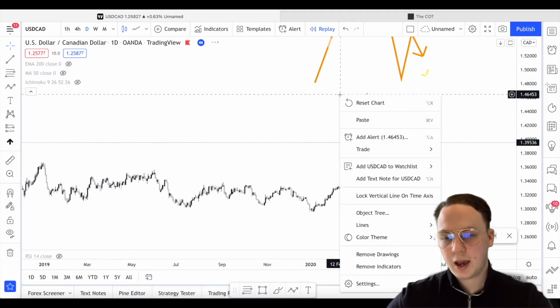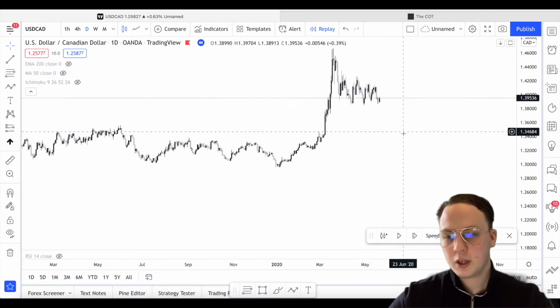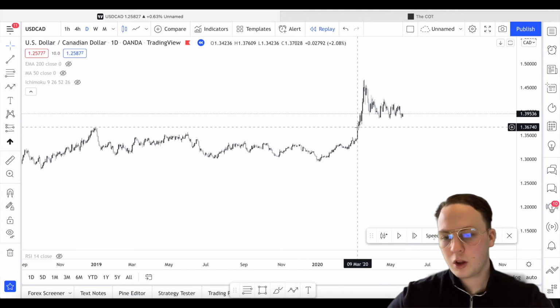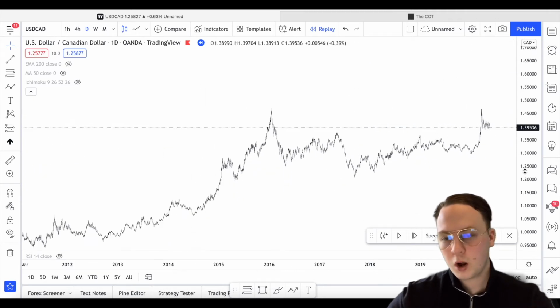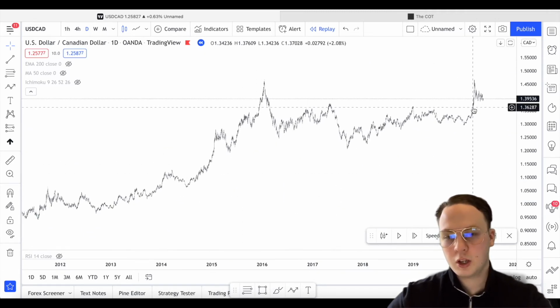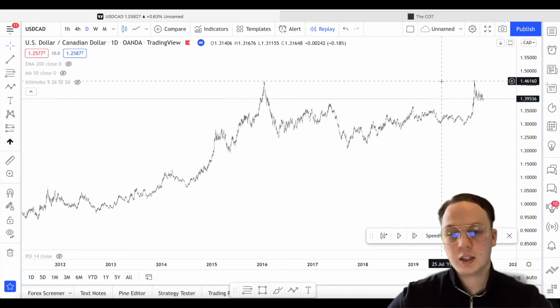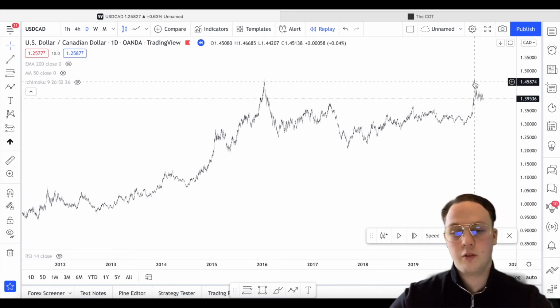So we're looking here at the daily. Let's remove these drawings. We're looking here at the daily, and let's check what the overall trend is on this pair. Well, we have had a very nice impulse to the upside, but what we can see is the market has found its second point of resistance.